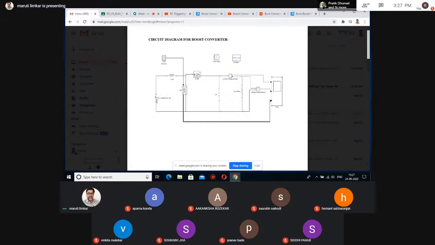Then in the circuit diagram, we will require the inductor L. So separately, inductor L is not available.